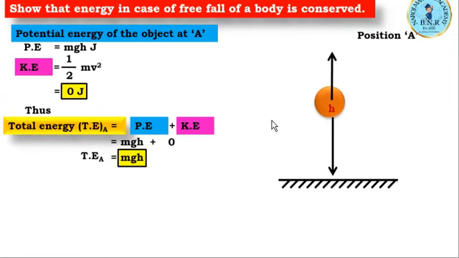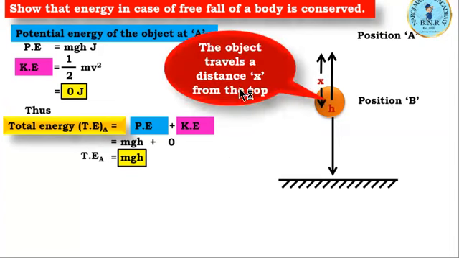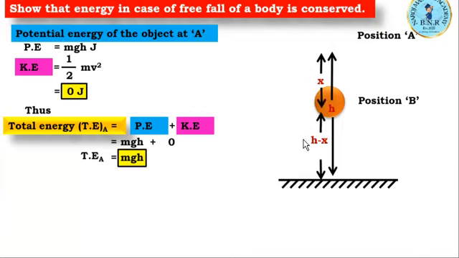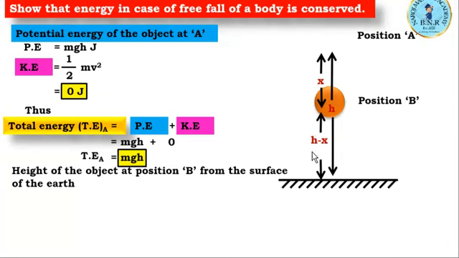But now the object position is changed. Position B. Now, can you guess what is the velocity, kinetic energy here? The object travels a distance x from the top. Height is how much now from the ground? h minus x. So then what is potential energy? Potential energy is mgh basically. Instead of h, mg into h minus x. Then what about kinetic energy? Now the kinetic energy is not 0. Why? Because the velocity is not 0. Initial velocity is 0, but final velocity is not 0 here.